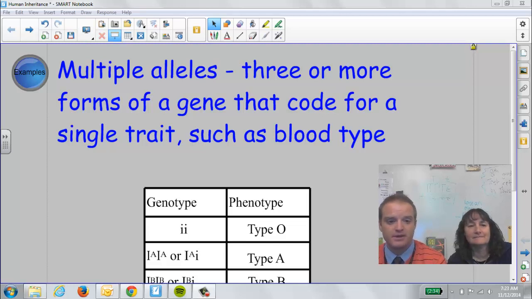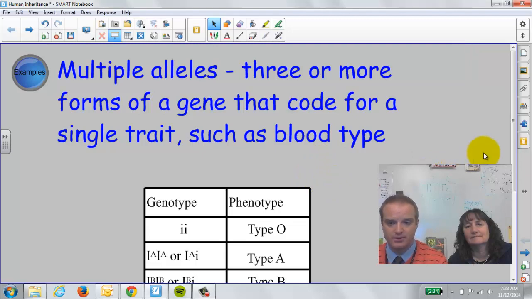To get us started, we have the idea of multiple alleles. Remember, alleles are factors that control traits, what you're going to look like or what something looks like. More often than not, we have multiple alleles: three or more forms of a gene that code for a single trait. One example is blood type.